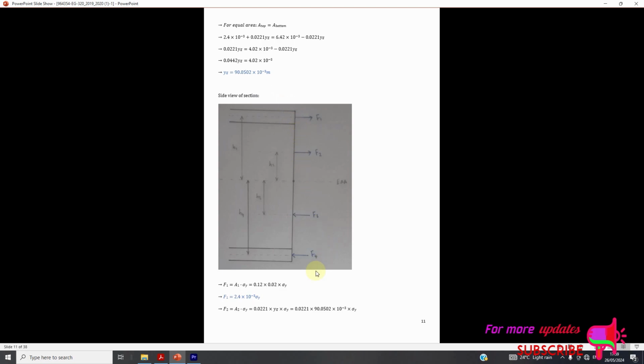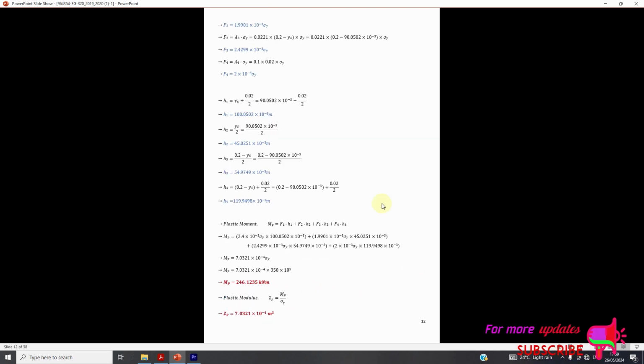Now the side view is as follows. F1 is equal to A multiplied by the yield stress, which is 0.12 multiplied by 0.02 multiplied by the yield stress. Substituting and simplifying, you get the answer. F2 is equal to 199 times 10 to the power negative 3. F3 now is 2.4299 times 10 to the power negative 3. F4 now is 2 multiplied by 10 to the power negative 3. Now H1 is given by that formula. If you substitute and use this formula for the plastic moment, you will get that Mp is equal to 246.135 kilonewton meters. Now Zp is equal to 7.031 times 10 to the power negative 4 meters cubed.